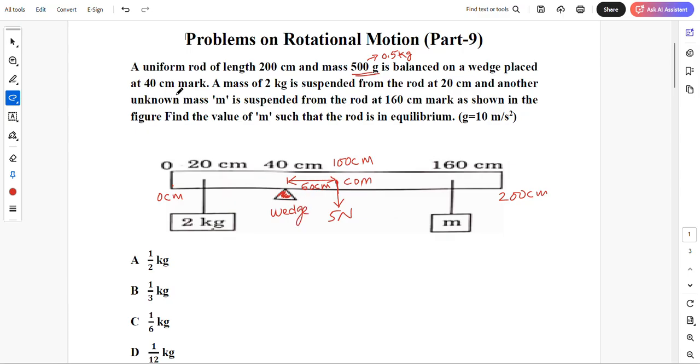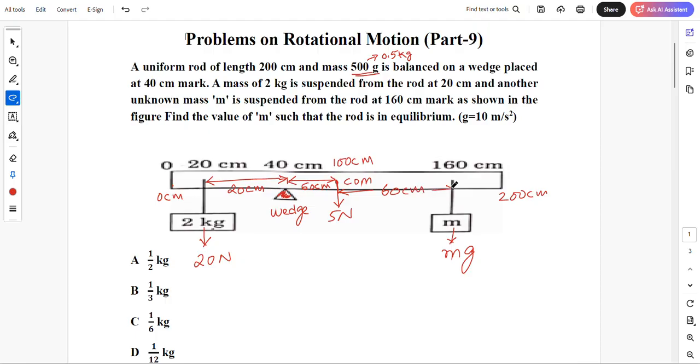Now, a wedge is placed at 40 centimeter mark, and a mass of 2 kg. What will be the force here? The weight is 20 Newton, and here also there is a mass mg, a weight force downwards. If this is 20 centimeter and this is 40 centimeter, these perpendicular distances are very important. 40 minus 20 is 20 centimeter, and from here again to here, 160 minus 100 means 60 centimeter.